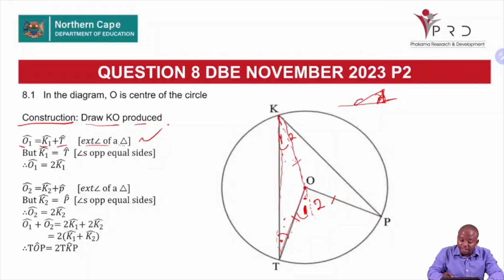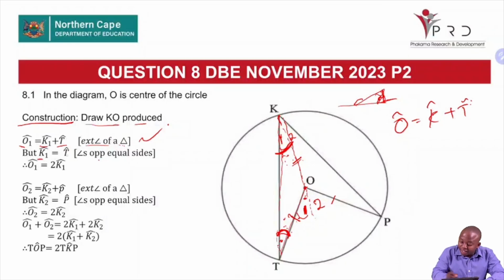From this isosceles triangle, we know that the base angles are equal. So we say K1, which is that one, is equal to angle T. The reason: angles opposite equal sides. We have equal sides, so the opposite angles are also equal. Now this means that our O1 is equal to K1 plus T.